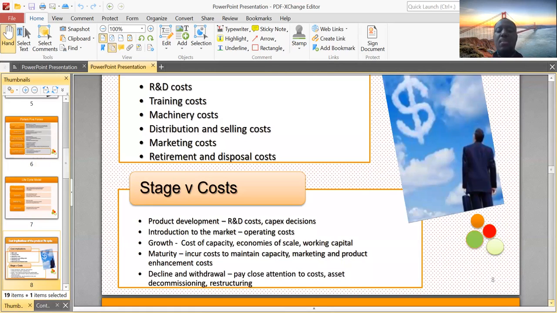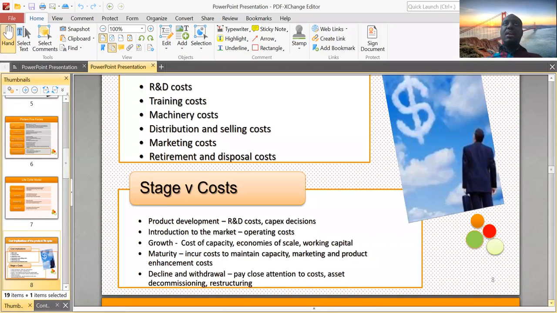Then once you introduce the product to the market, the kind of costs you would see here are the operating costs. Then the next phase, which is the growth phase, the kind of costs you would see here are the capacity costs, costs to improve capacity, and working capital costs as well. At this stage, you want to improve capacity. Then you also have the maturity phase. What kind of cost do you incur here? Just think about it. At this point, you would incur a lot of marketing costs, product enhancement costs, and you also incur costs to maintain capacity. At the growth phase, you incur costs to improve capacity. At the maturity phase, you incur costs to maintain capacity.